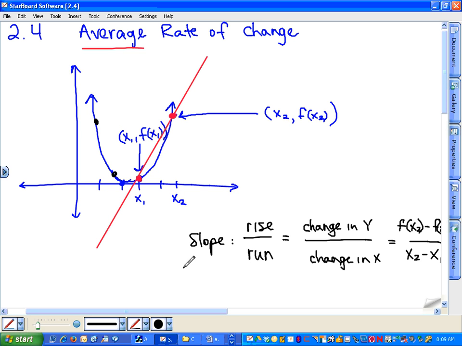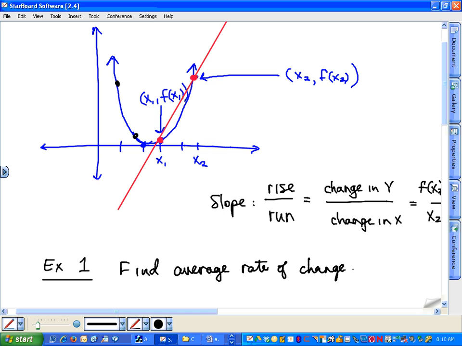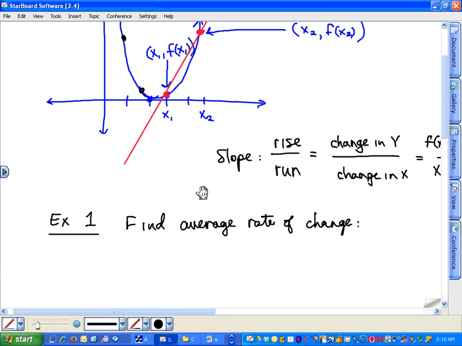Okay. So I'm going to skip examples like that because they're pretty easy. Let's go to example 1. Find the average rate of change.